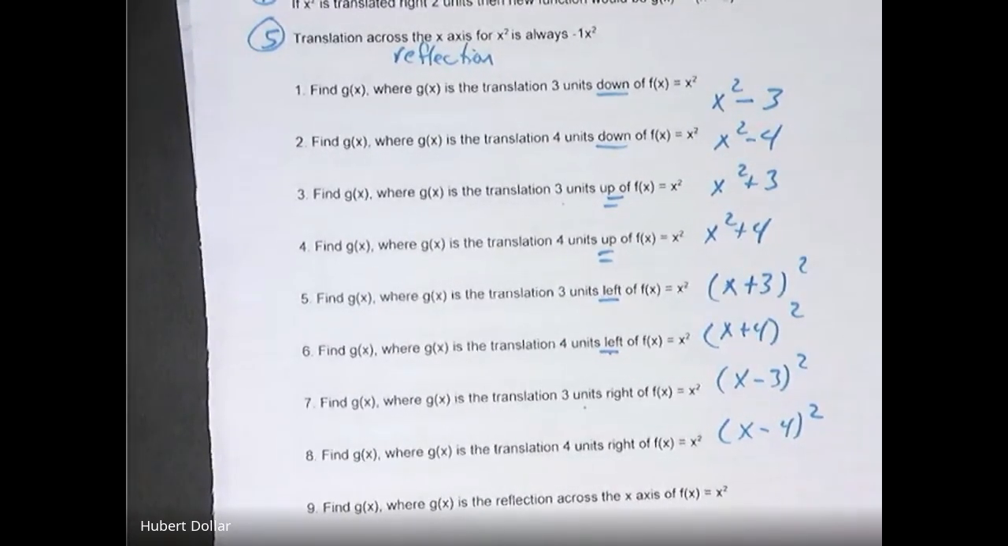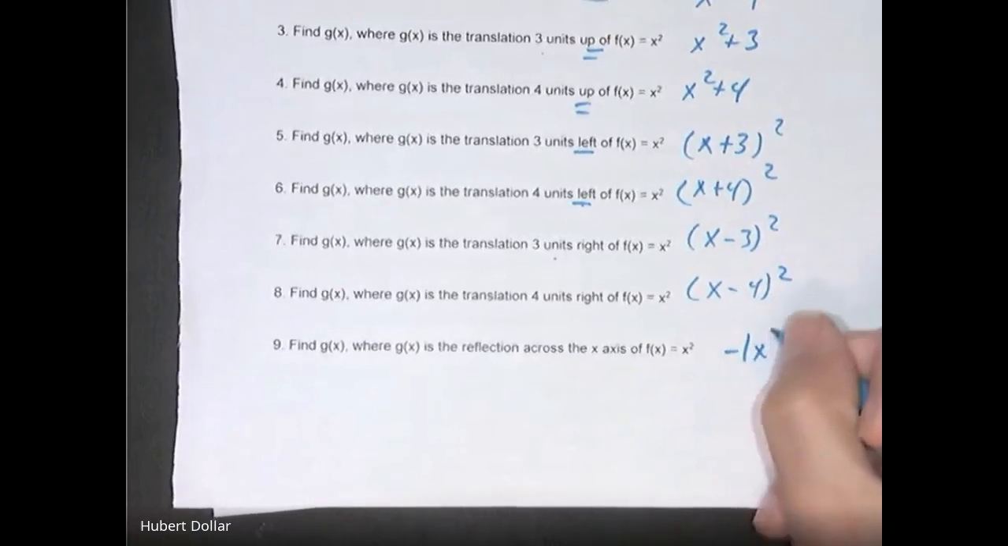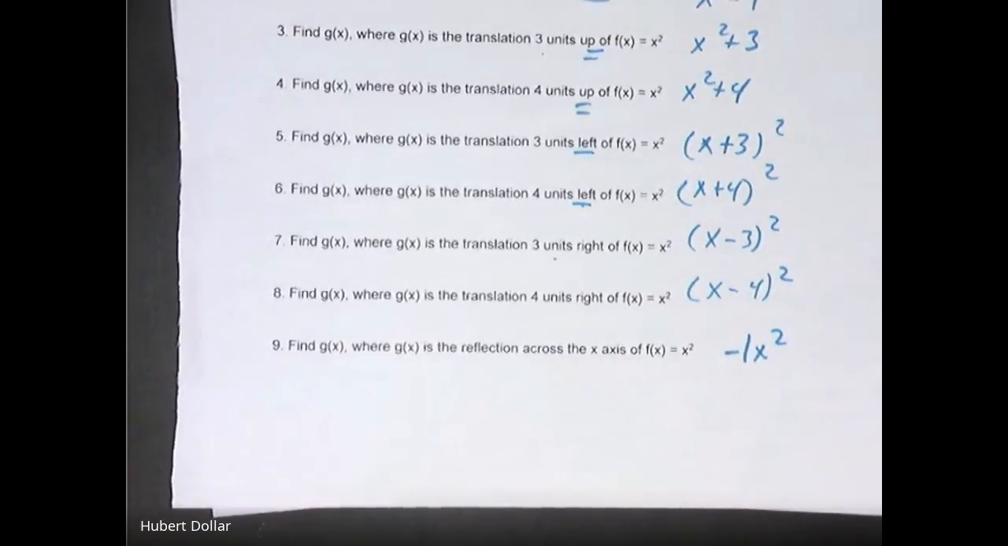And then the last one, which is reflection across the x-axis, you just put a negative 1 in front. And so that is how you write translations of quadratic functions.